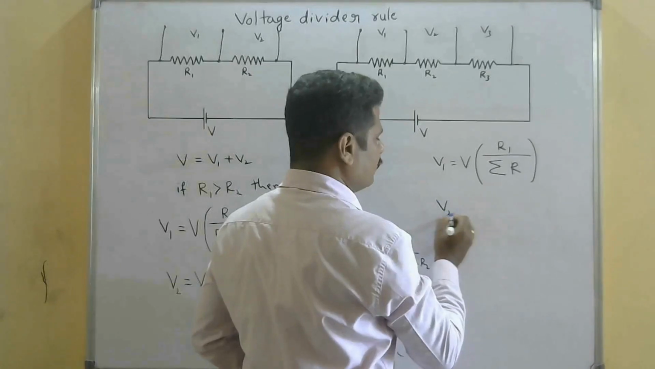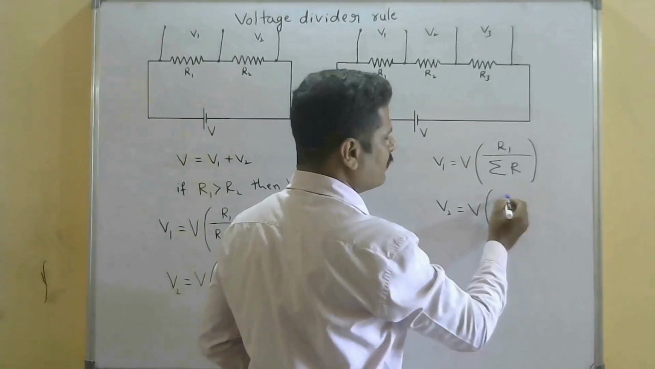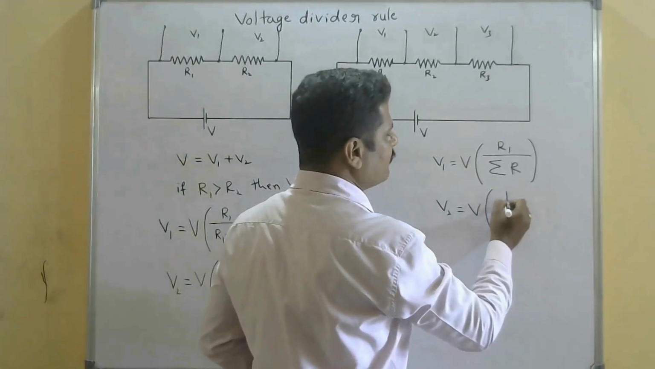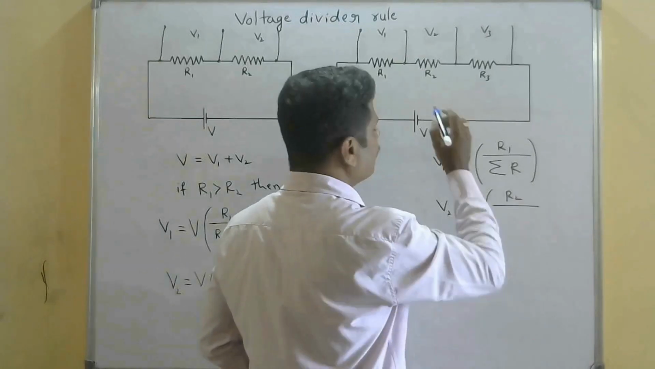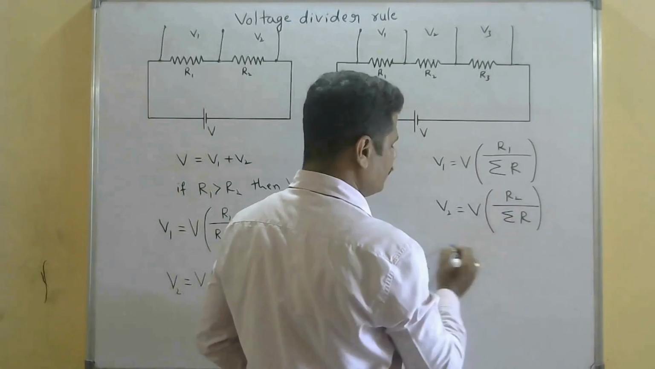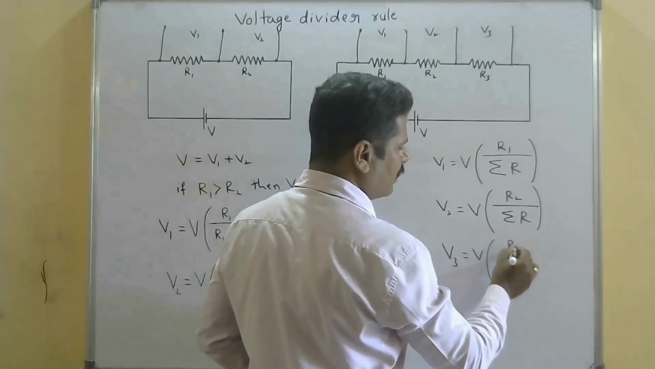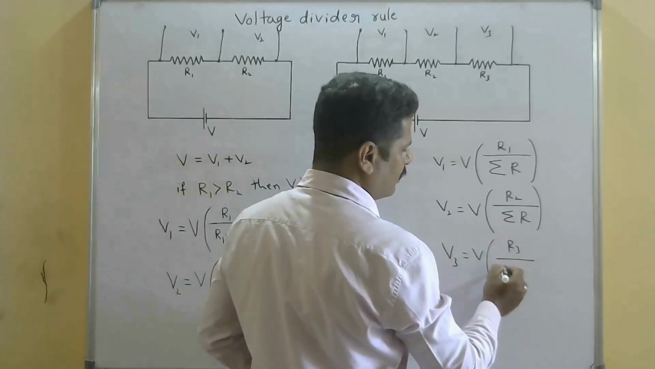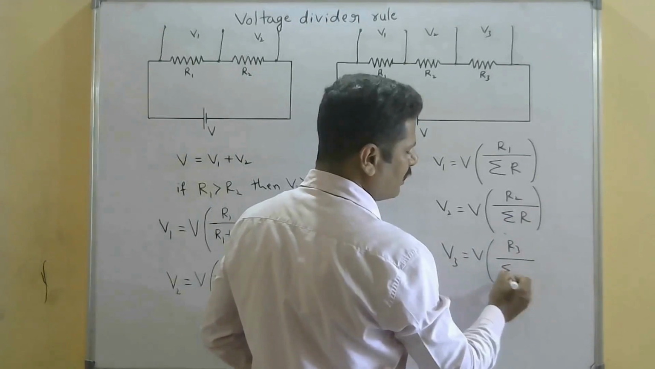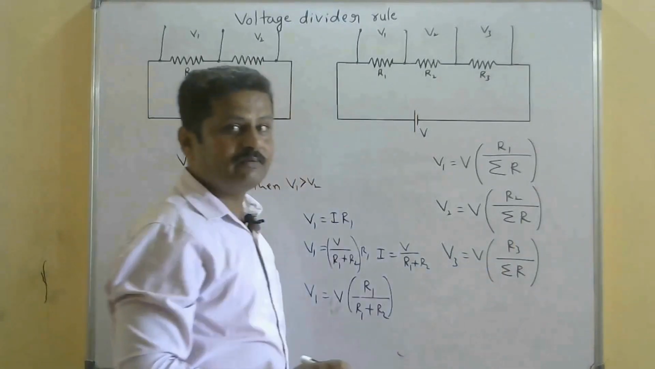Suppose you want to find V2, then it is V, the total voltage, times the resistance across which the voltage is to be determined, divided by the sum of the resistances. In the same manner, we can take V3, V times R3 divided by R1 plus R2 plus R3, or if there are n number of resistances, the summation of R. Notice something interesting here.